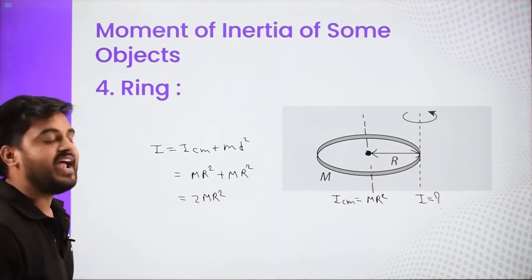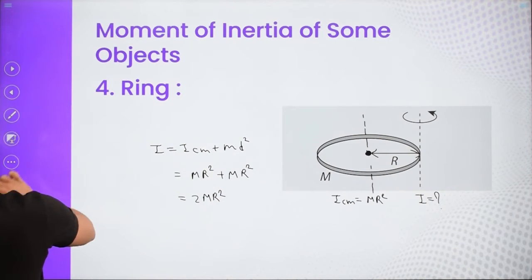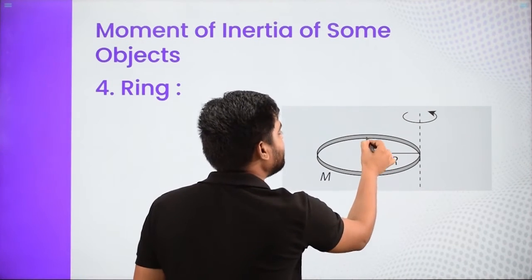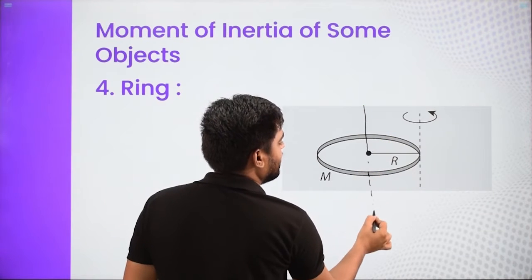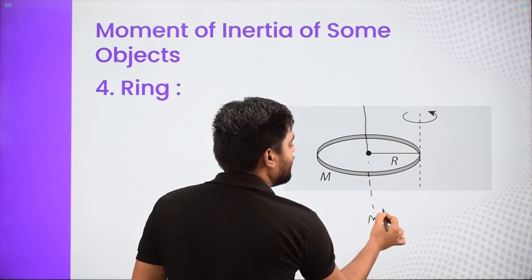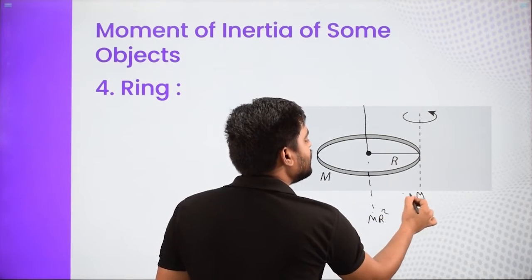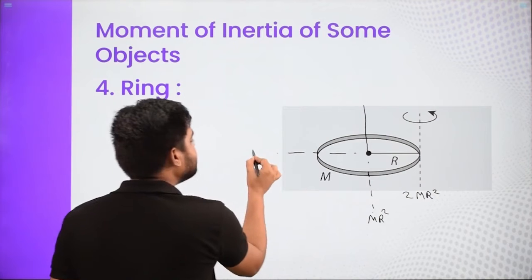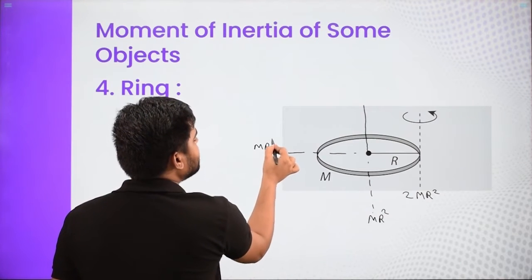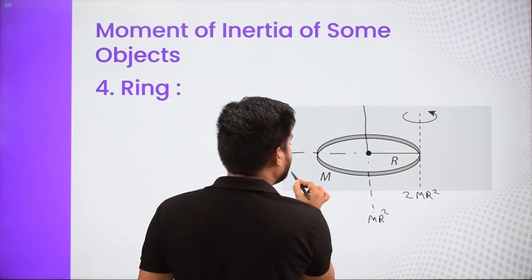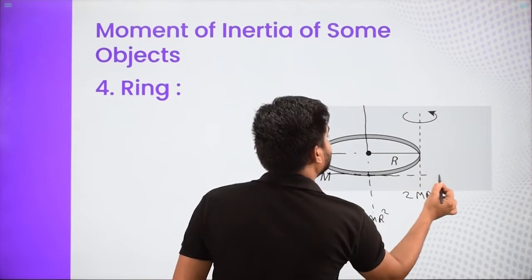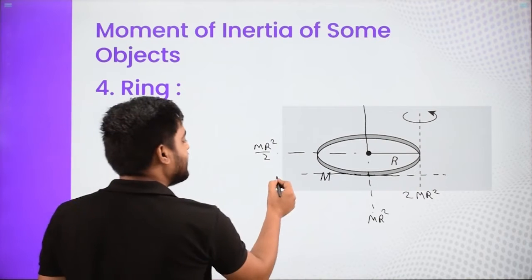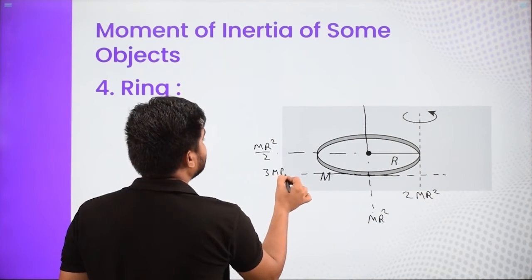If we summarize the entire thing in one picture, moment of inertia about the first axis was mr square. Moment of inertia about this axis is 2mr square. Moment of inertia about this axis is mr square by 2. And moment of inertia about this axis, which is basically a tangential axis in the plane of the ring, is 3mr square by 2.